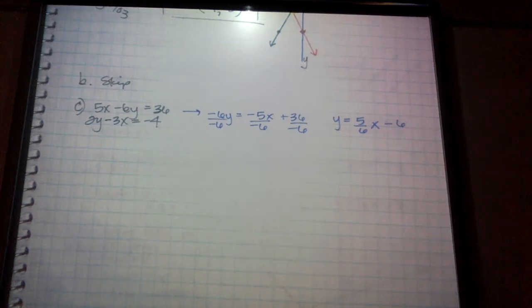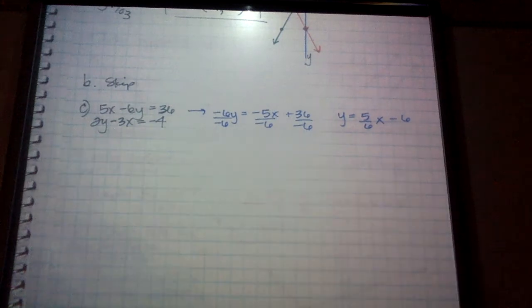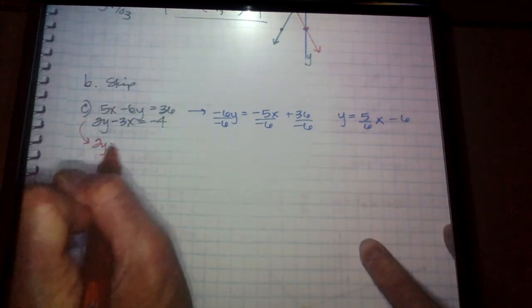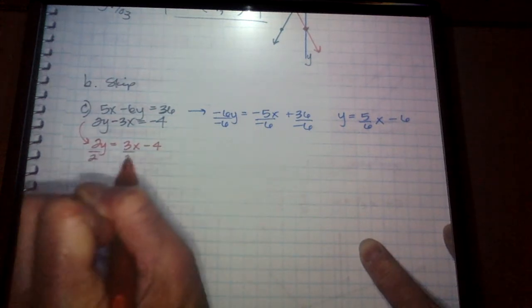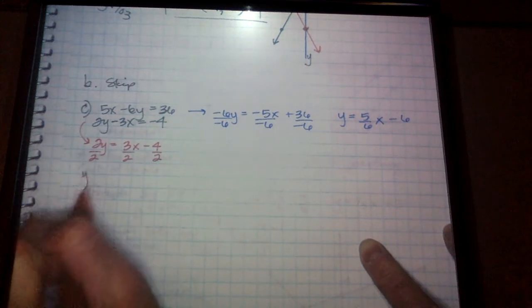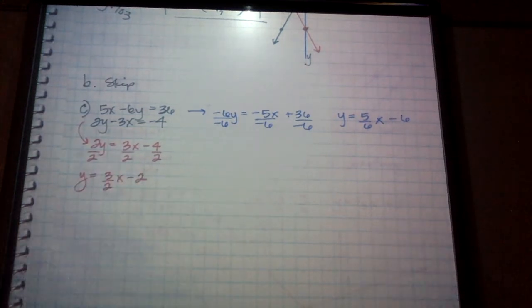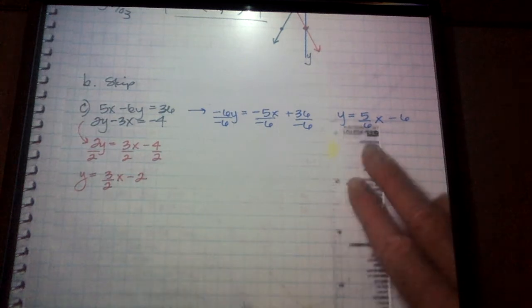And now for the bottom one. I'm going to write the bottom one in slope-intercept form. So 2y equals 3x minus 4. Divide by 2. y equals 3/2 x minus 2. So I'm going to graph these, and I don't know exactly where they cross, so I'm going to make sure I leave lots of space.